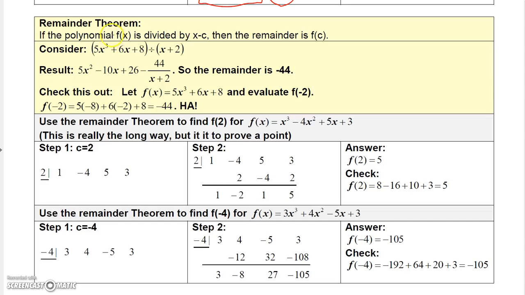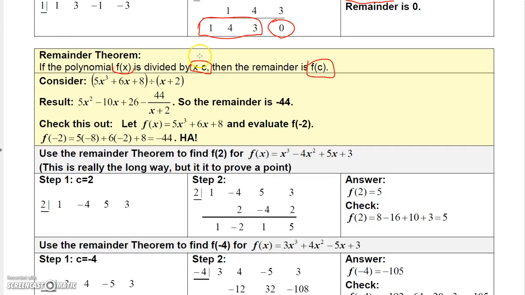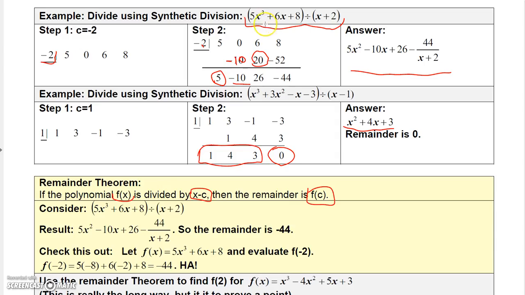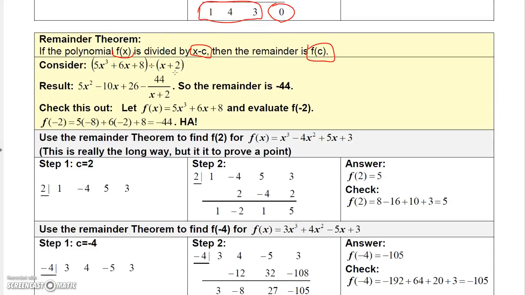The remainder theorem basically says if you divide the polynomial f of x by x minus c, then the remainder, just the number part, not the divisor, is f of c. Well, let's go back and look at one we just did. So notice when I did this one and I divided this polynomial by x plus 2, notice the remainder turned out to be negative 44. So let's see what happens here.